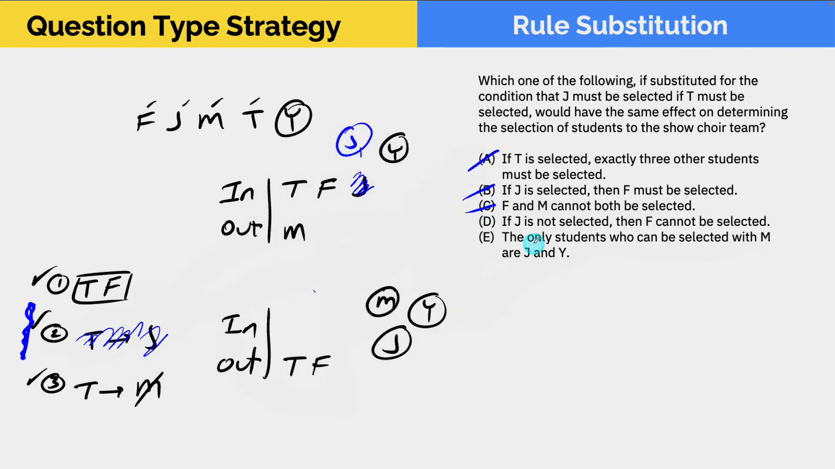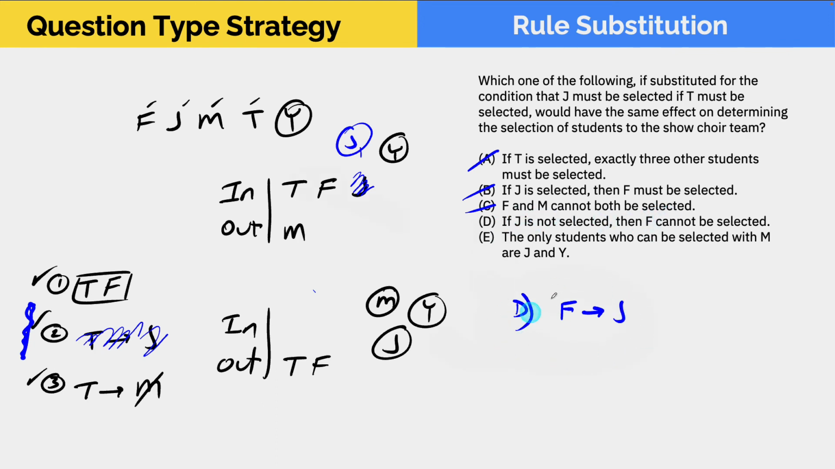So now what about answer choice D? If J is not selected, then F cannot be selected. And to help me analyze this, I'm just going to do the contrapositive of D. What D is actually saying is, if F is selected, then J is selected as well. That's the contrapositive of its current form.